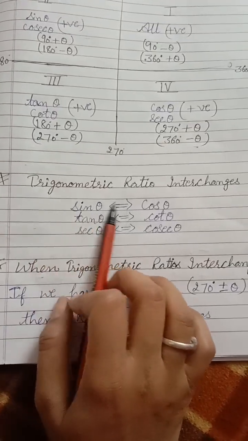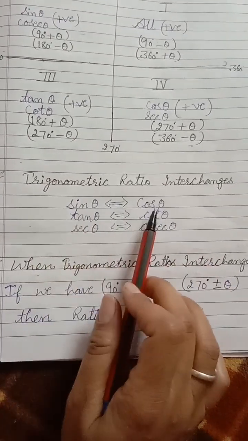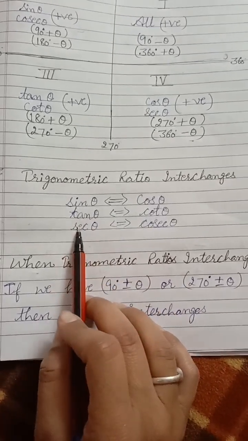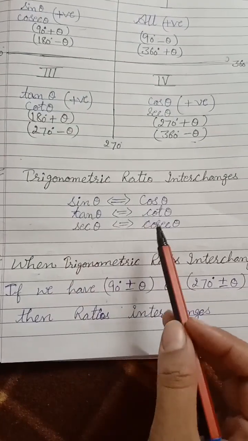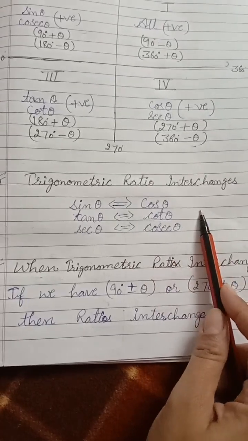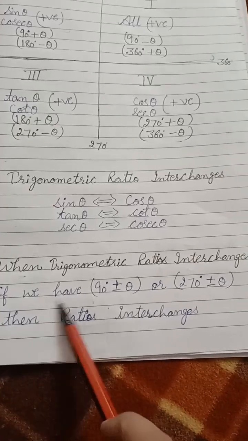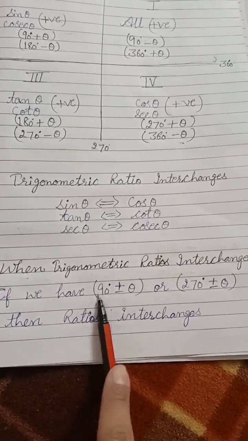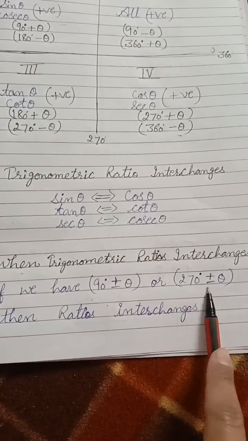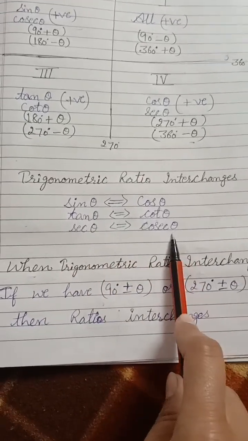Here you have to remember one more thing: trigonometric ratios will be interchanged. Sin theta changes into cos theta, and cos theta changes into sin theta. Similarly, tan theta and sec theta. But these trigonometric ratios or functions will interchange only if we have these types of angles. It means if we have 90 degree plus theta or 90 degree minus theta or 270 degree plus theta or 270 degree minus theta, only then these trigonometric functions will be interchanged. That's it.